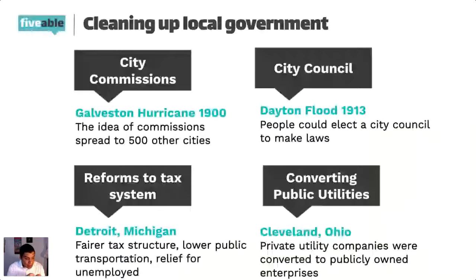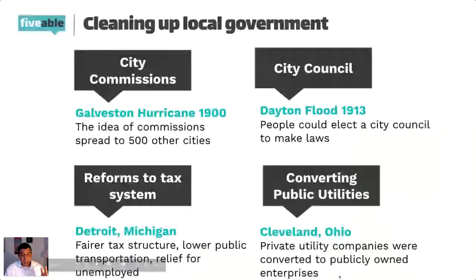There are people in the city that are running to make laws. They're also, how did they clean up local government? They reformed the tax system. Fair tax structure, lower public transportation fares, and relief for the unemployed. Remember, progressivism is progress. They wanted to fix the tax structure and help the unemployed. These were problems that were created from the Industrial Revolution.